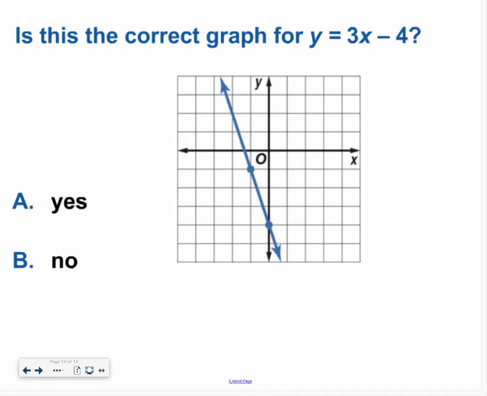And go ahead and try your last problem for the day. Hopefully you decided, no, this is not the correct graph for y equals 3x minus 4. If it was 3x minus 4, you would have had a line that would have looked something like this. So going the other way.